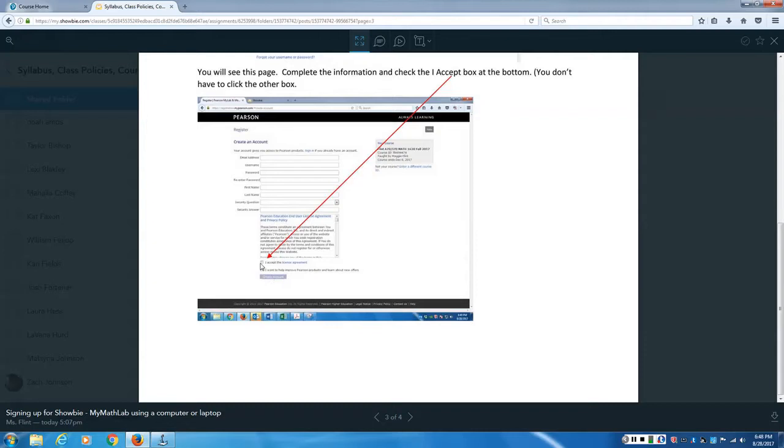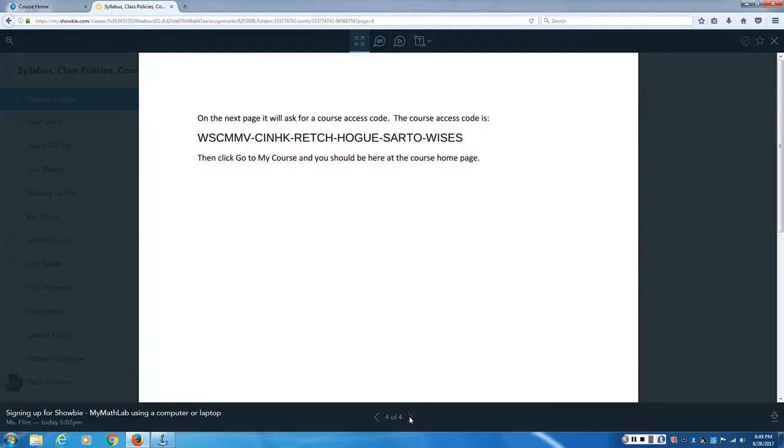Now, the last thing is to check the I accept this box. You do not have to check the box below that. In fact, I recommend that you don't, because they'll pester you to death. So you only have to click the I accept box and then click the blue box at the bottom. And when you click the blue box at the bottom, it's going to ask for an access code. This is your access code for everybody in here.